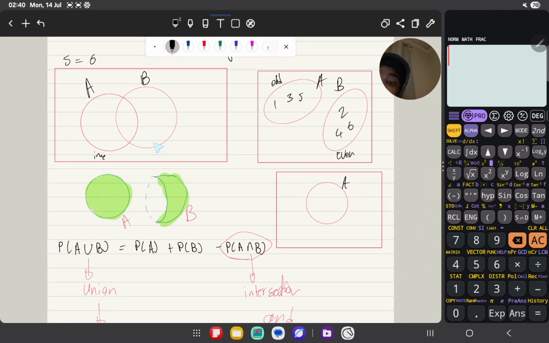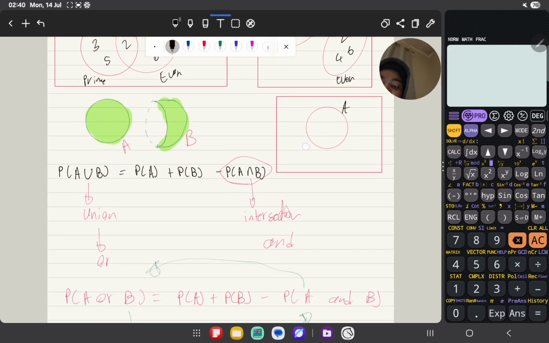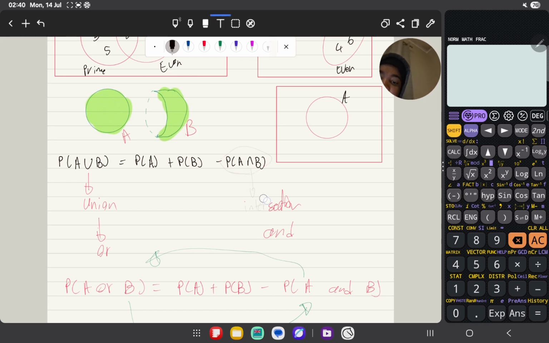This example we had with even and prime numbers. So we have 1 standing outside, we have 4 and 6, this is 2, this is 3 and 5. Yeah, so let's cook.